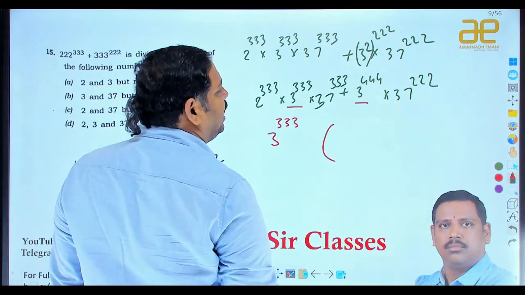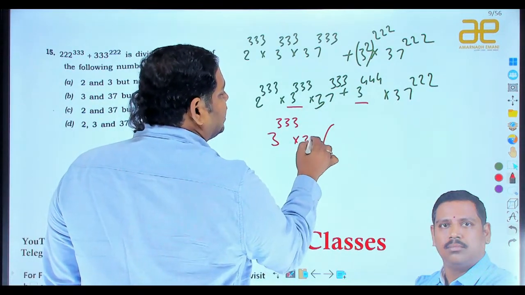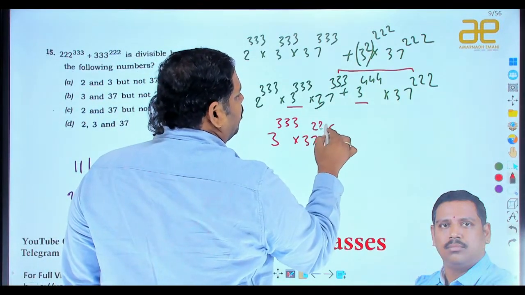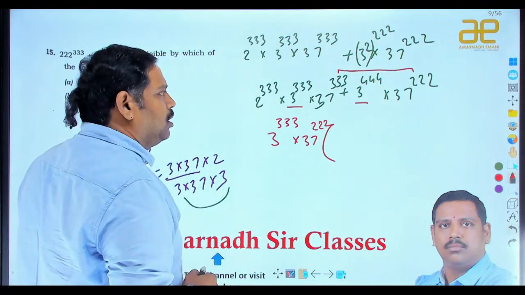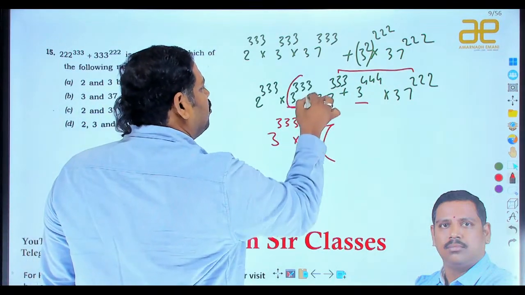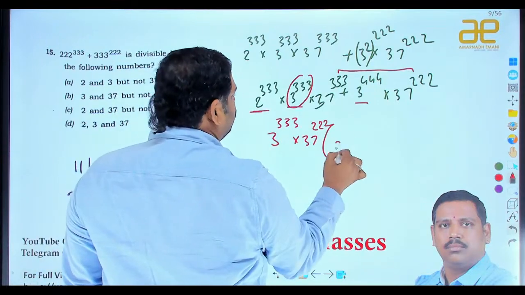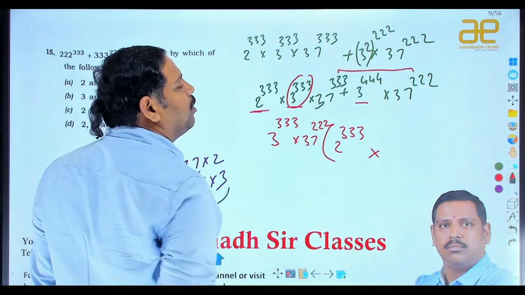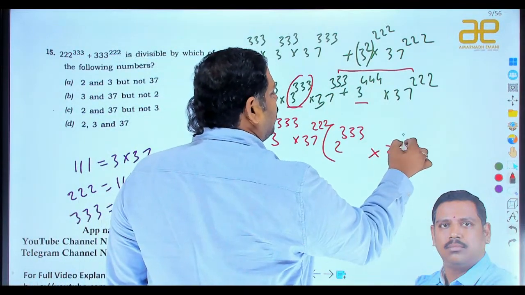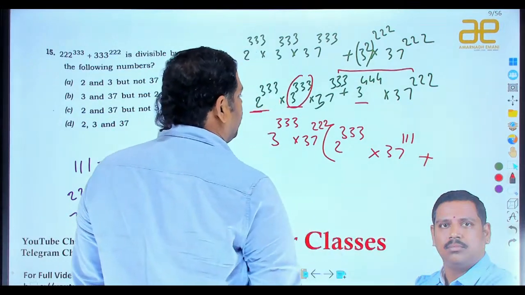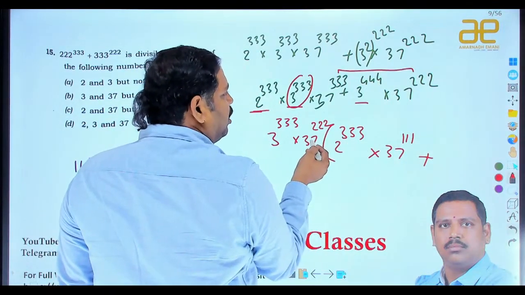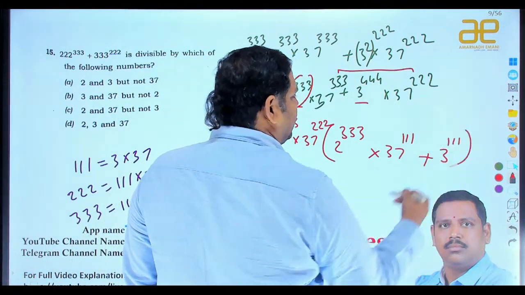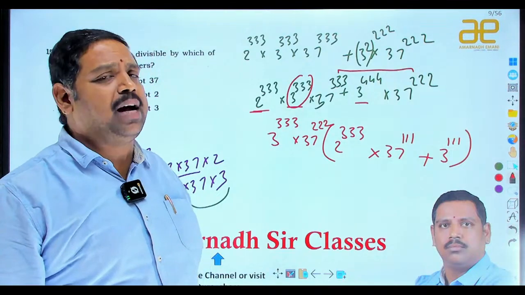Let's think of 37, because that is also common in both. The power is triple 3 in one and triple 2 in the other, so I can take 37 power triple 2 common. In these two, 3 power triple 3 completely appears in one and not in the other. So we get 2 power triple 3 into 37 power triple 2 utilized, and the remaining 37 power 111 times available, plus 3 power triple 4, but it is triple 3 only, meaning 3 power triple 1. It is purely mathematical, my dear boys and girls.